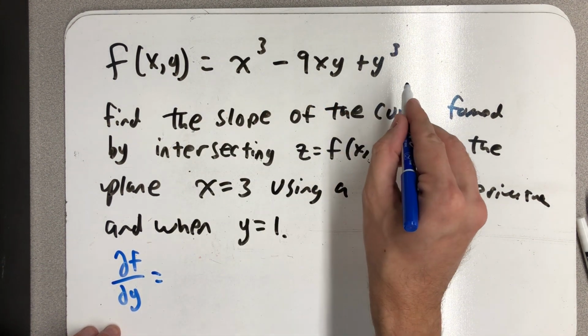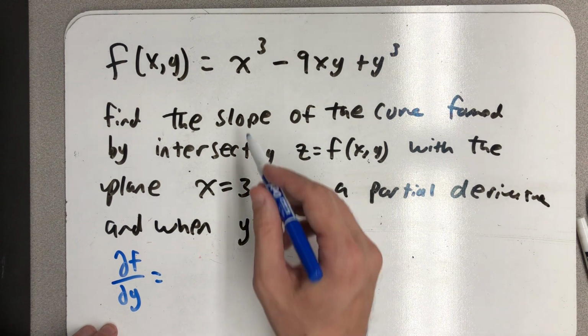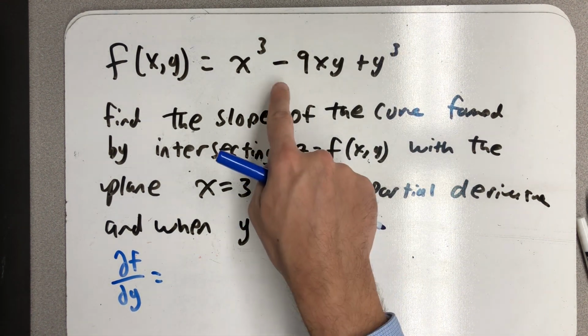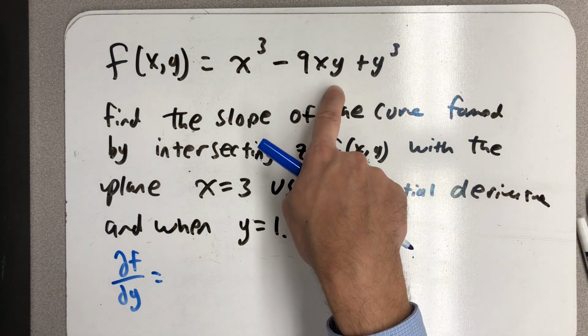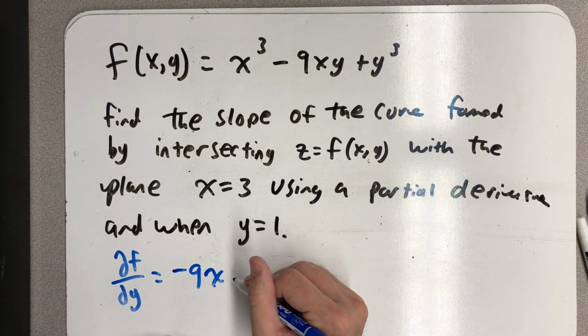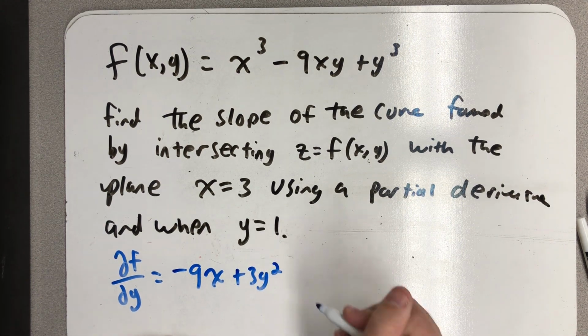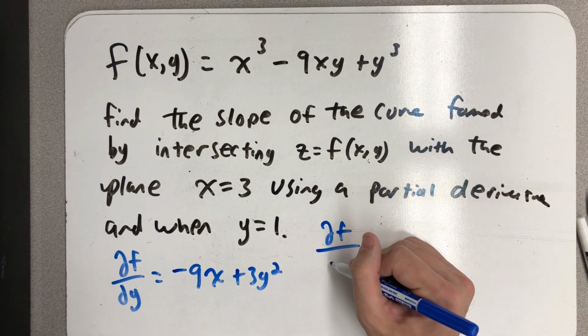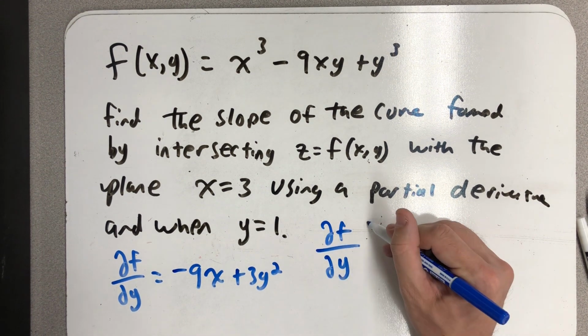So I need to differentiate, treating x like a constant. So x cubed is a constant, derivative of a constant is 0. I have a constant, minus 9x times y, so the derivative of that term is minus 9x, and then finally plus 3y squared.